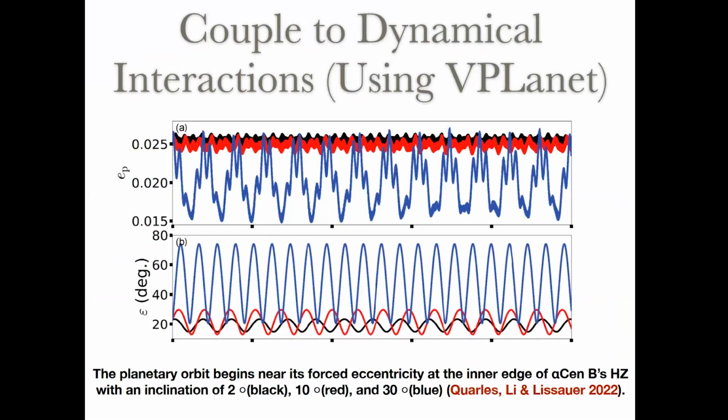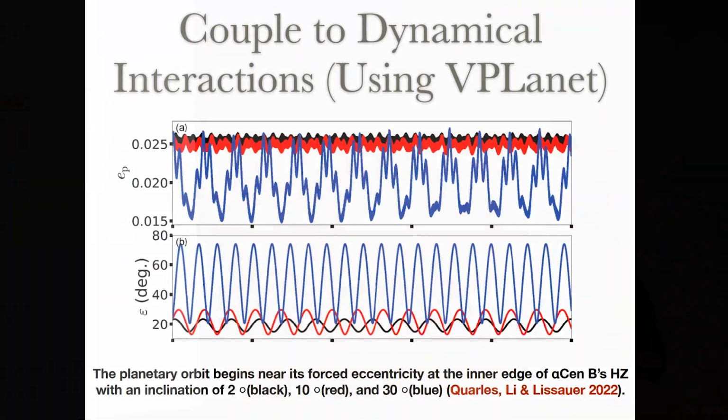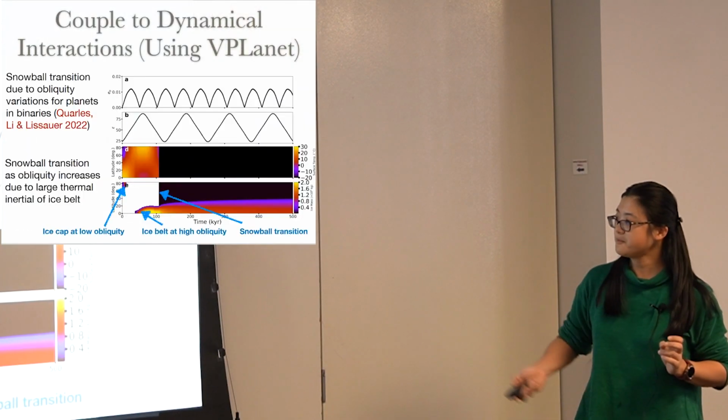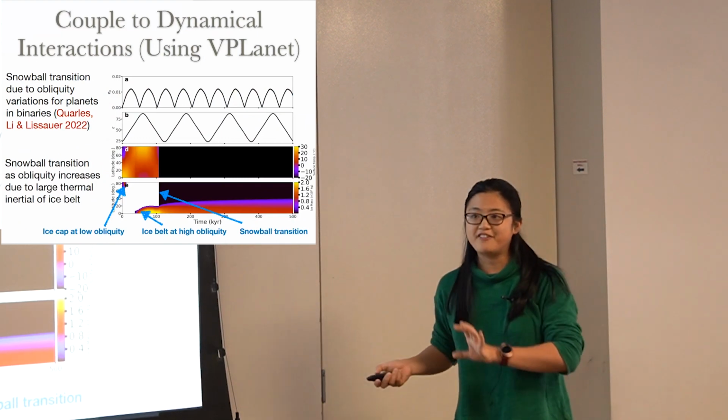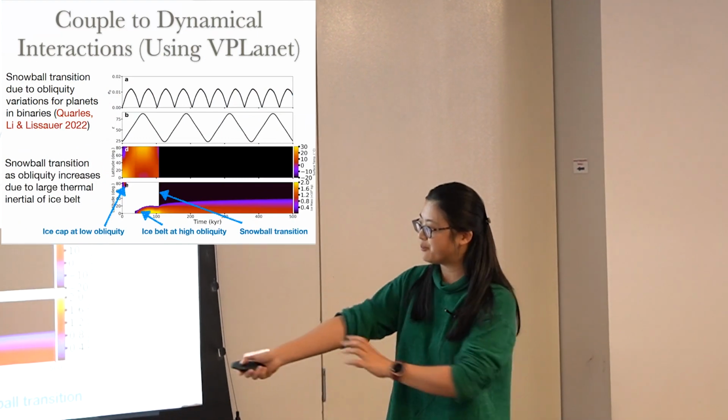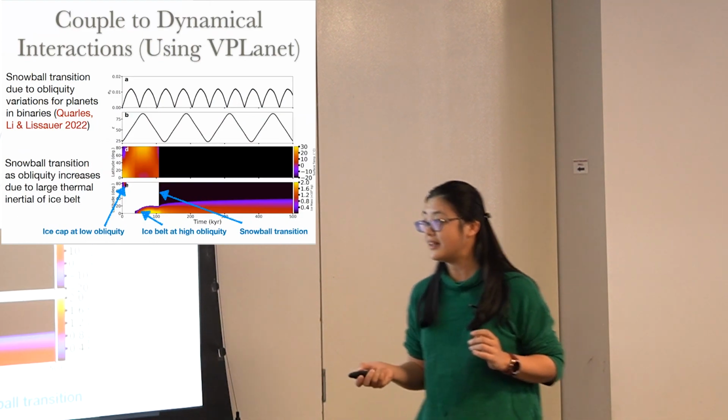So here is the result, where the upper panel plots the eccentricity of the planet and the lower panel plots the obliquity variation of the planets. You can see that due to the effects of the stellar companion, obliquity can have large variations. And this can have interesting effects on the climate. So we also put it in the one-dimensional energy balance model.